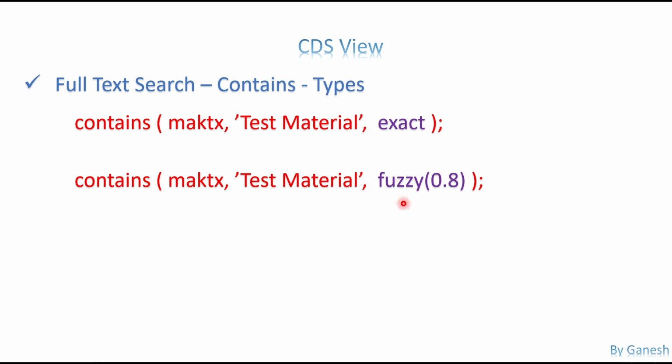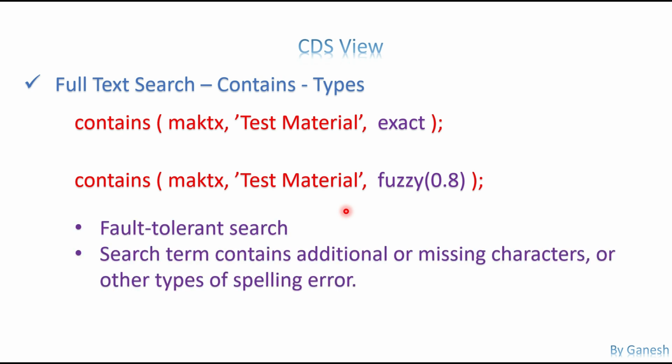And then fuzzy. It means you may ignore some spelling mistakes, or you can try searching for something almost close to the user input. That is the main use of fuzzy. Simply, they call it a fault tolerant search. Search terms that contain some additional or missing characters or even some spelling mistakes can also be found. If you don't want exact, something can be adjusted, so you can use the type called fuzzy 0.8. It depends on the accuracy, how accurately you want it.